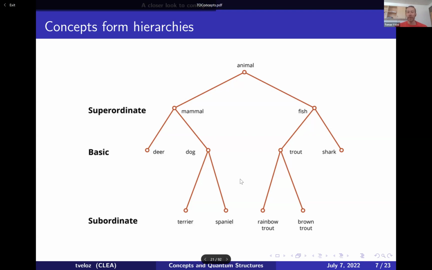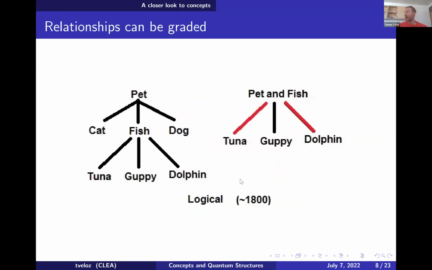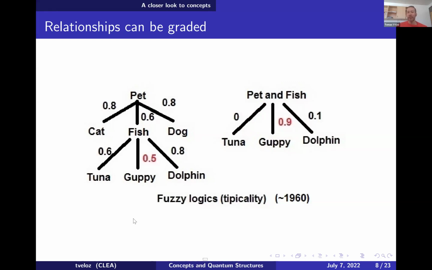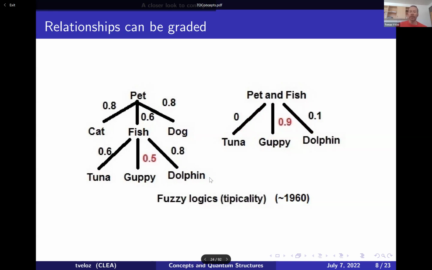This is a 2D diagram, but maybe in 3D we could look at this as something hanging from the basic level. The relationships are not necessarily strict "is a", but they can also be graded, especially when something is not scientific enough and we cannot say this is or is not, and we have to say, well, more or less, but still yes. This goes further from logic, and describes how much a cat, a fish, or a dog is a pet, and how much a tuna, guppy, or dolphin are instances of fish.